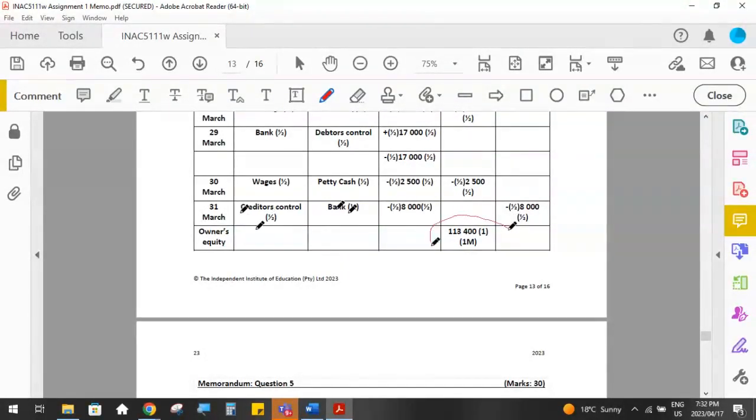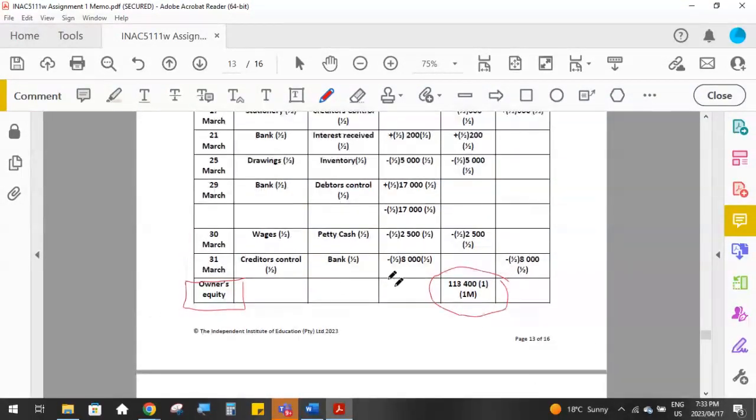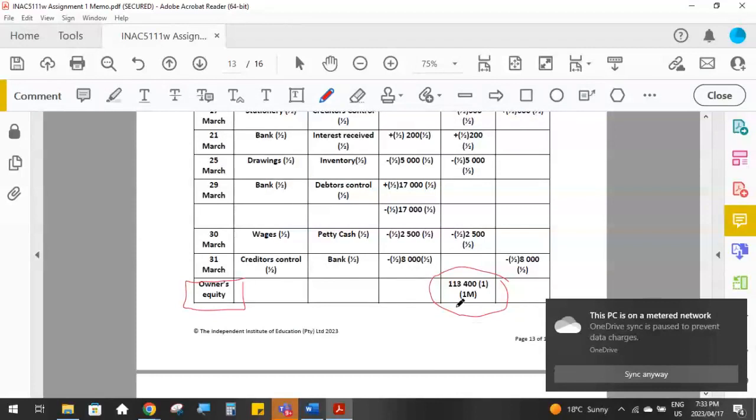And then very important, the question said, required, calculate the owner's equity in the business as at the 31st of March. So you were asked, what is the closing owner's equity at the end of the month? Loads of you forgot to do that. You recorded all the transactions and you forgot that the actual requirement was, what is the owner's equity?